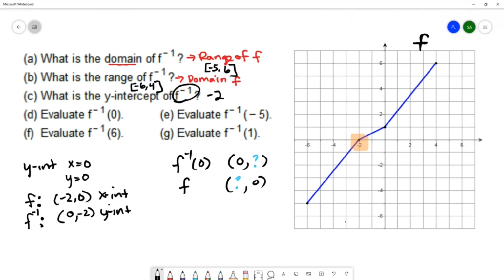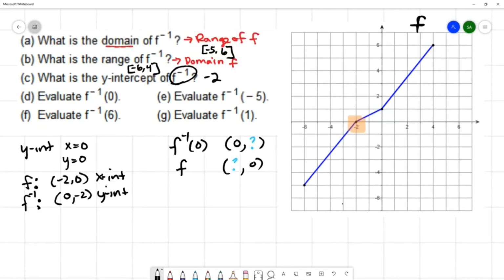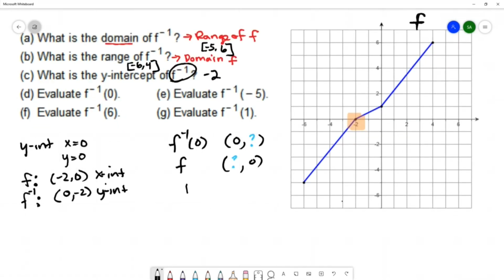So if I were to use more formal notation for what I'm doing here, if I'm looking for f inverse of 0, I know that f of something equals 0. So I'm looking for a y-coordinate of 0. And that's going to occur right here. This ordered pair has an x of 1 and a y of 0. So f of 1 equals 0.